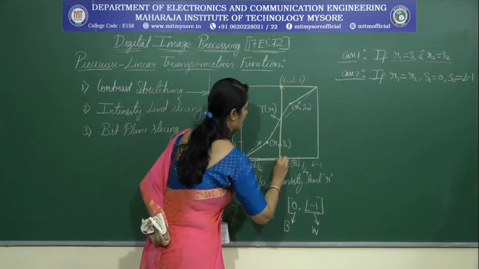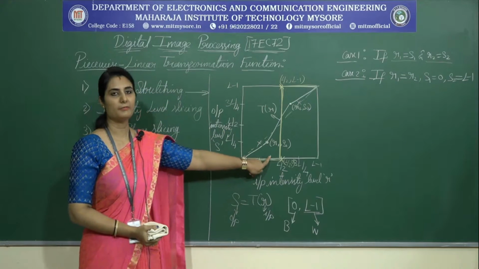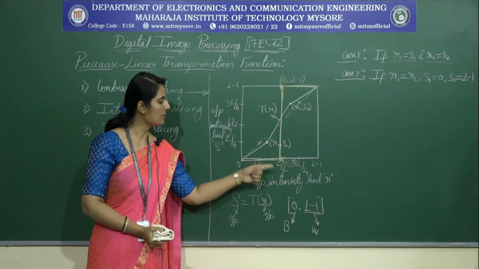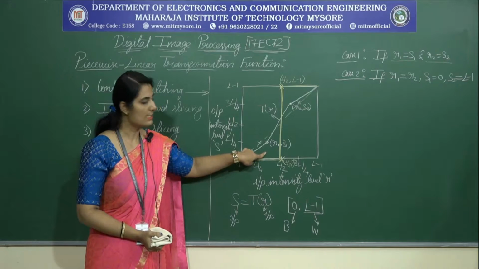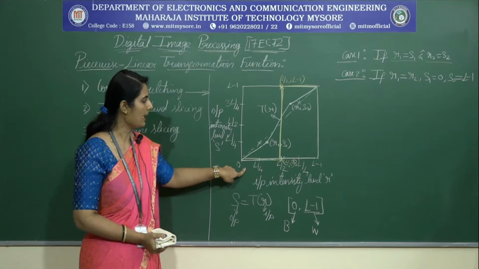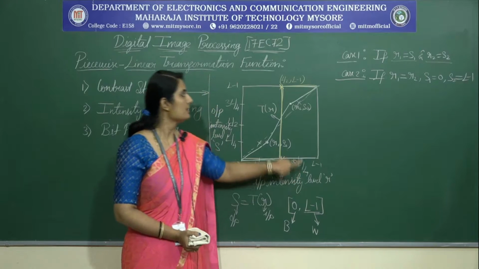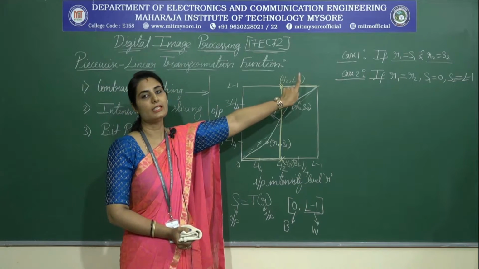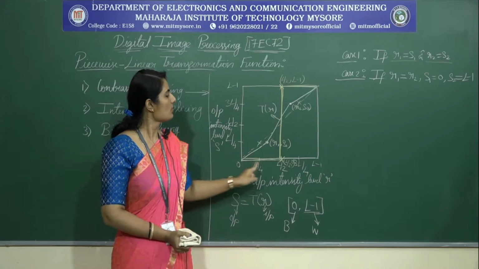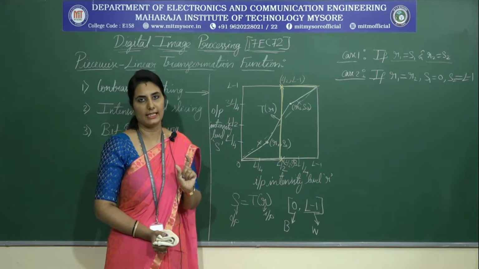So now look at this graph. This performs a thresholding function. If the input intensity level r is less than L by 2, then after transformation it is assigned the value 0, that is, this pixel becomes black. If the input intensity level is greater than L by 2, then after transformation it is assigned the value 1 or L minus 1, which is white. So this represents the thresholding function, and it gives only a binary image.